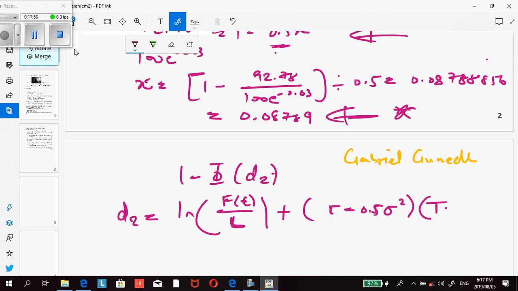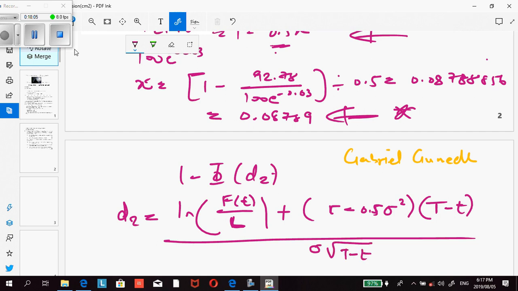multiplied by the final time minus initial time, divided by sigma times the square root of the final time minus initial time. So you're going to tell your examiner that F of little t is the total value, or total asset, of the company, and that L is your redemption value of the bond or your loan, R is your risk-free rate and sigma is your volatility. So that's not difficult there.